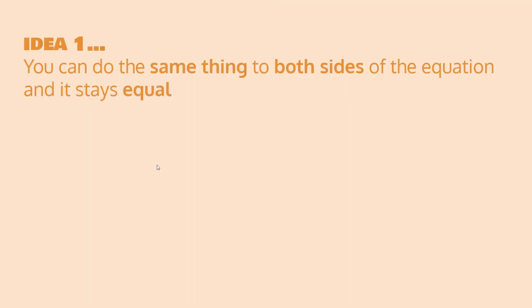So there's really just two big ideas to learn here. First of all, you can do the same thing to both sides of the equation and it will stay equal. So for example, let's start with the equation 2 equals 2. We can agree the left side equals the right side because 2 has to equal itself.